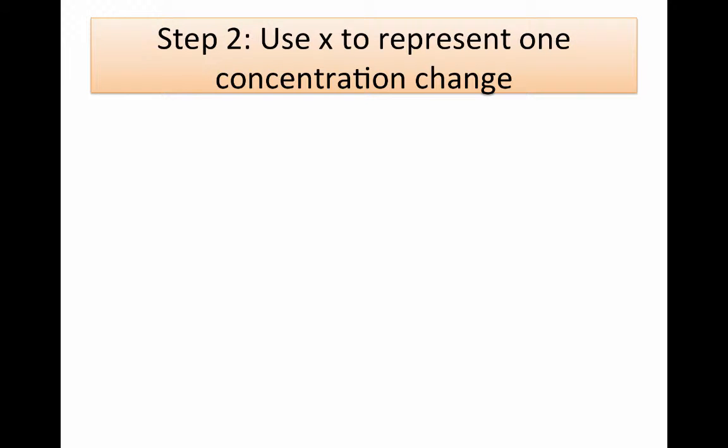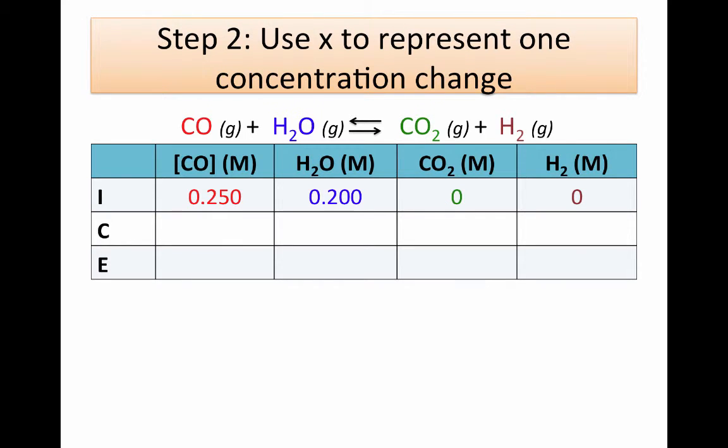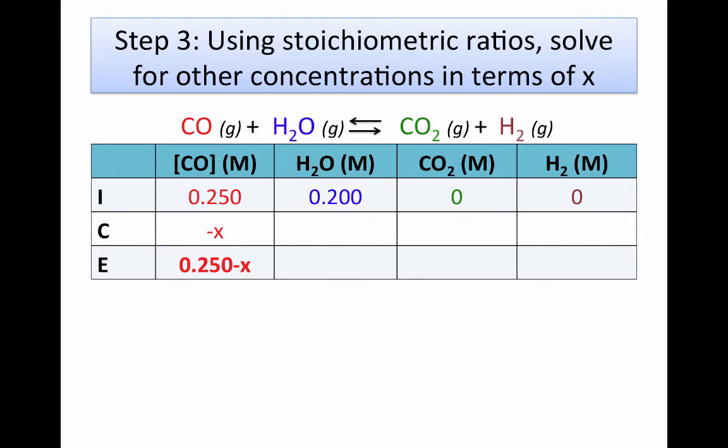Now we're going to use X to represent one concentration change. We need to pick one of these to be represented by X for a concentration change, and let's just start with the first one. Carbon monoxide is going to change by X. We start out with a lot of carbon monoxide and pretty much no carbon dioxide to make carbon monoxide from. So this is going to be a case where we're only going to lose carbon monoxide. So it's going to be minus X. And that gives us an equilibrium expression of 0.250 minus X. That's our concentration.